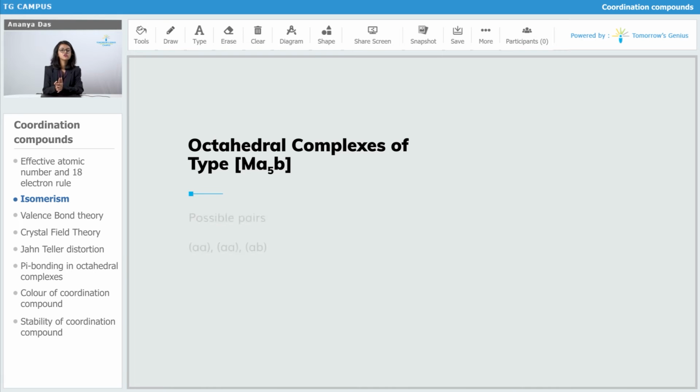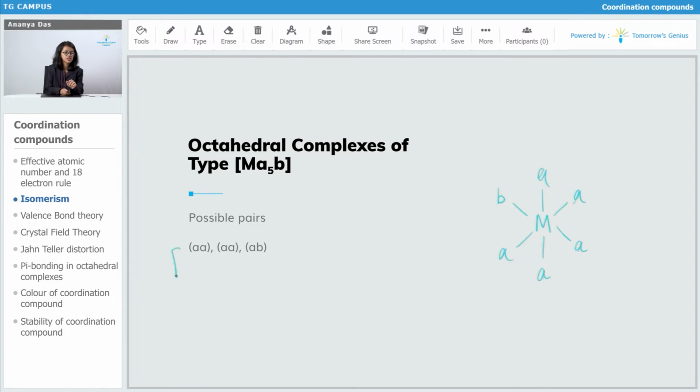So next we have the complex MA5B. One of the ligands is present 5 times and there is another ligand which is present just once. So there is only going to be one possible pair for this. You can try, you will not be able to make any other possible pairs. In this, A is trans to A, A is trans to A, and A is trans to B.